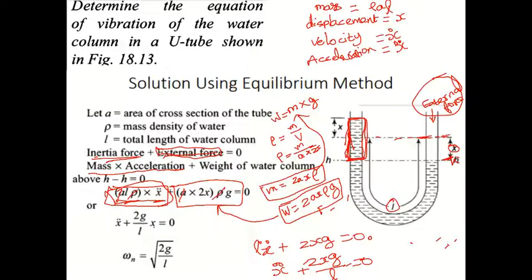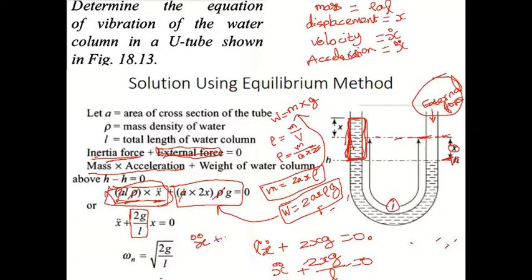2g divided by L into x. Now the angular frequency will be equal to the root of this value. The natural frequency value will be equal to the root of this value. This we studied at the beginning of this module. If you see the first video of this module, you can see this value, the root of this value, will be equal to the natural frequency.